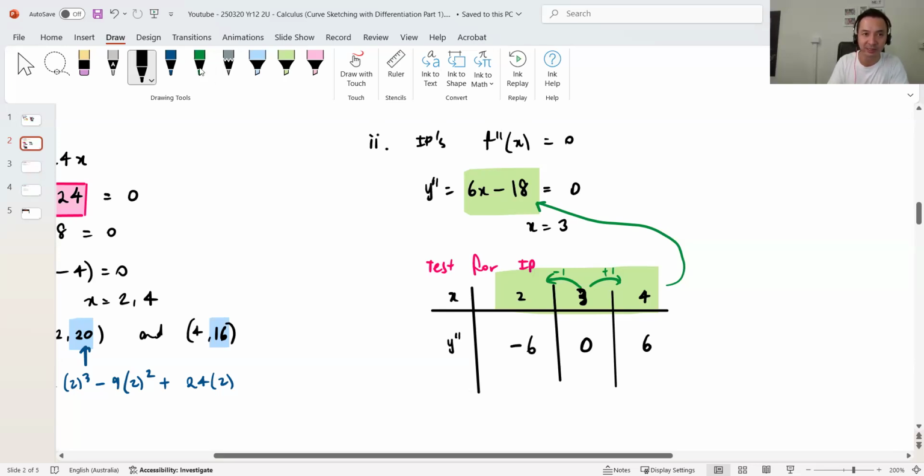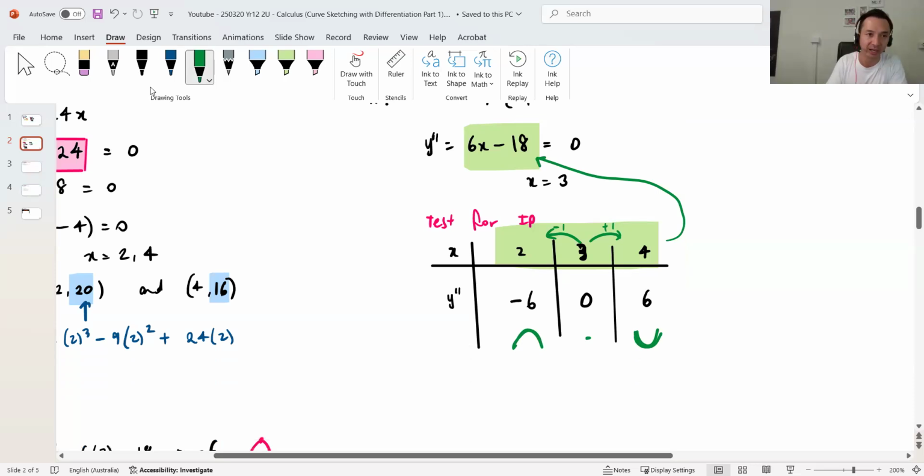Guys, what that means is slightly to the left, I got sad face. Slightly to the right, I have happy face. In the middle, changing concavity. It flips. It's a mood swing. So therefore, I can now conclude inflection point at 3.